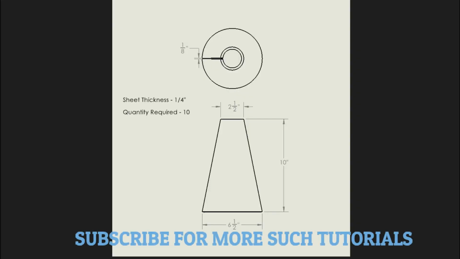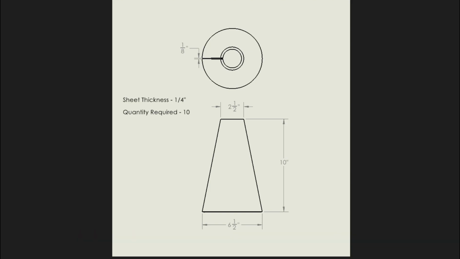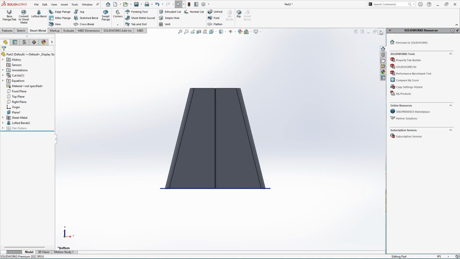So let's see how the lofted bend feature in SolidWorks sheet metal can help us to create this sheet metal object. In this sheet metal object you can see the upper diameter is almost 2.5 inches and the bottom diameter is about 6.5 inches. The height of the object is 10 inches and the sheet thickness is about 1/4 inches. Okay, so let's start making this object in SolidWorks sheet metal using the lofted bend command.